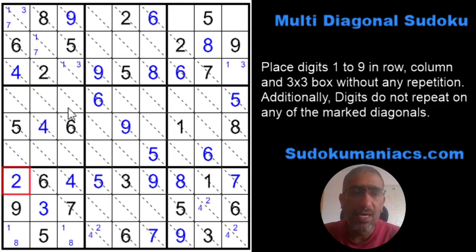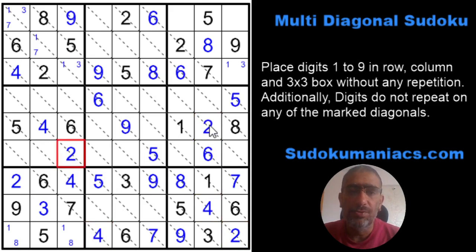Similarly, 2 has to be in these two cells, but this cannot be a 2, the same diagonal, so this has to be a 2. And 2 cannot be here, it cannot be here. So these are the two places that are available for 2. But again, we have the 2 in R1C5, which is on this diagonal, right? So that again cannot be a 2. This becomes, sorry, this is a 2, which makes this a 4, 2, and a 4, right?